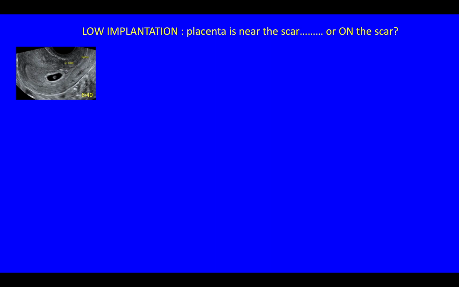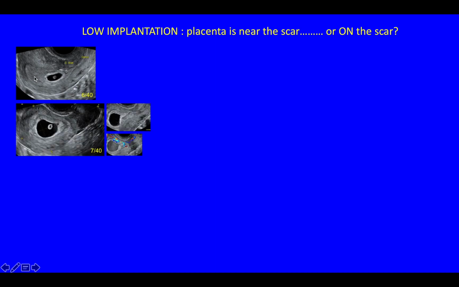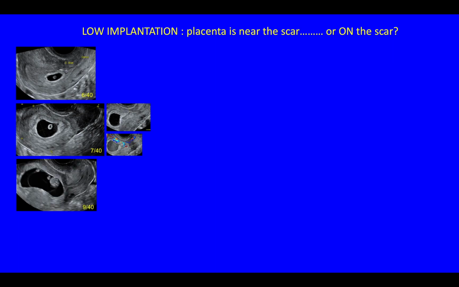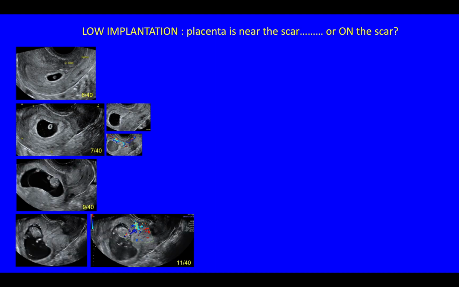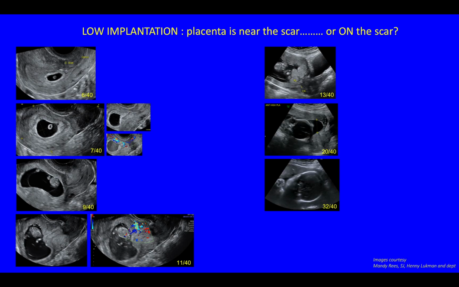If it's low implantation, as in this case, we could see here that here is the scar, there is the sac, empty above and empty below. This is it at 7 weeks with some color Doppler flow, 9 weeks, 11 weeks, still anterior. But later on this placenta moves up, as you can see, and she had a forceps delivery. So how could we know this was not an on-scar placentation?